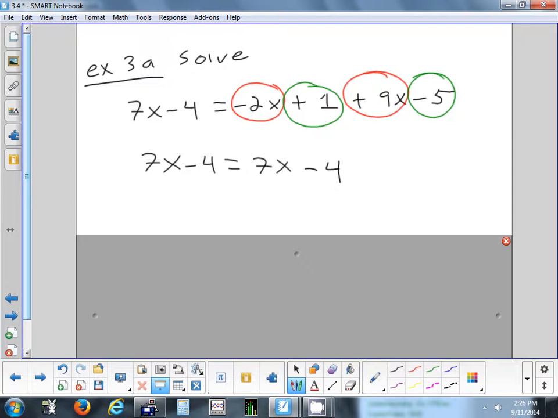Now we have one step left. Let's put the x's on this side. How do you cancel out a positive 7x? Marcus? Negative 7x. From where?